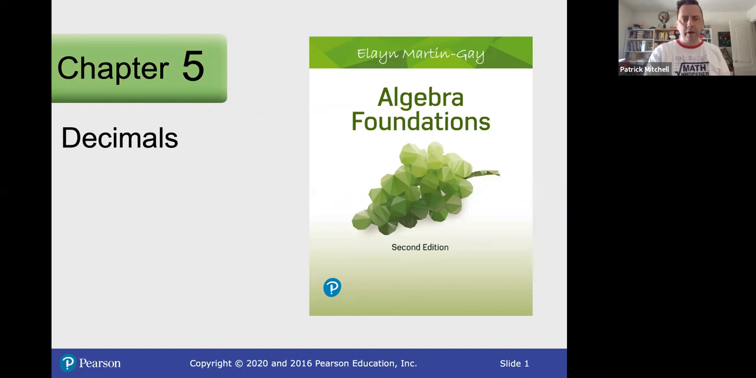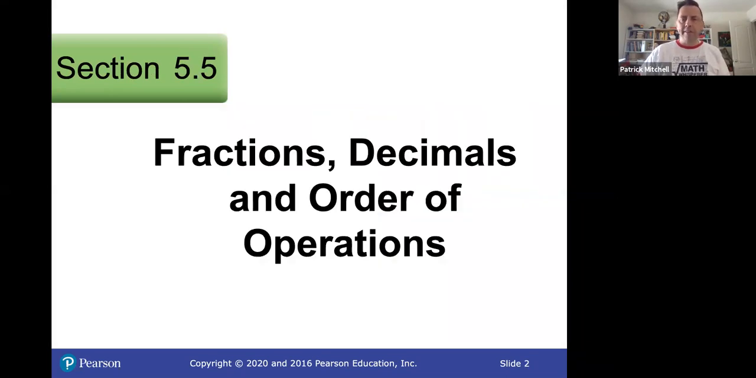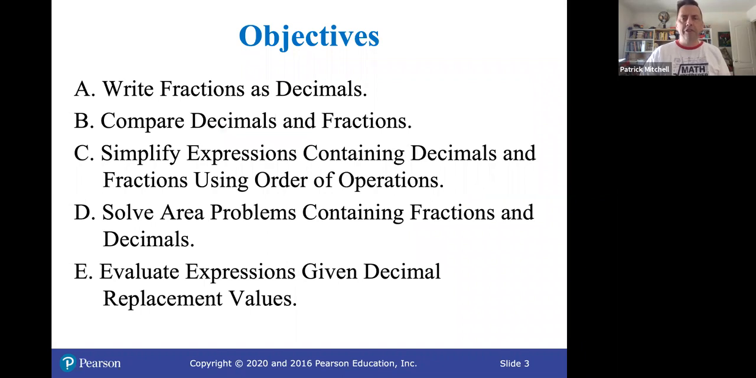Today we are talking about fractions, decimals, and order of operations. The objectives in this section are to write fractions as decimals, compare decimals and fractions, simplify expressions containing decimals and fractions using order of operations, solve area problems containing fractions and decimals, evaluate expressions given decimal replacement values.